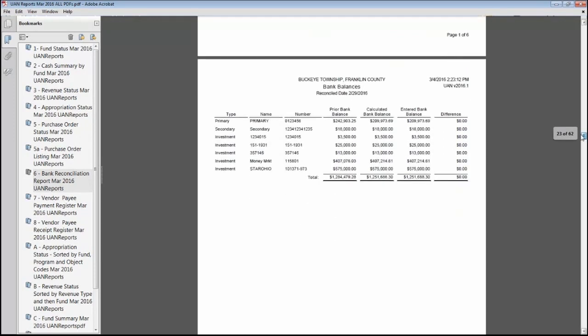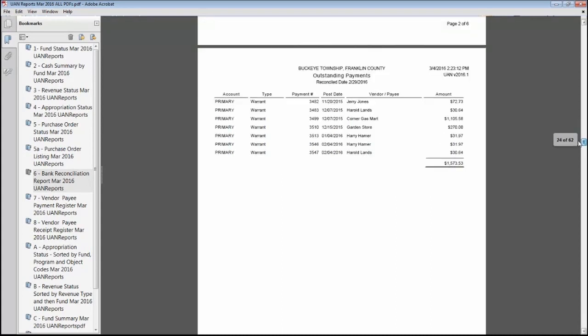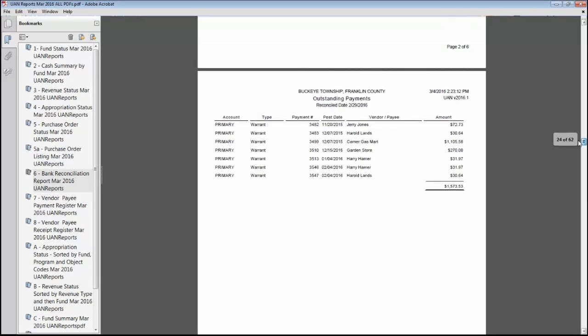I can also see my bank balances for each of the accounts that I have. In here I have the primary checking, a money market or secondary account, as well as various investments, including a money market investment, and several CDs, as well as Star Ohio. Each of those balances are reconciled on a monthly basis. Any outstanding payments or checks that have been issued but have not hit the bank yet.